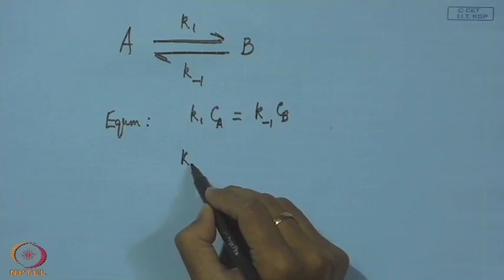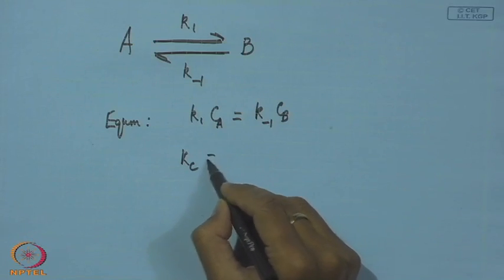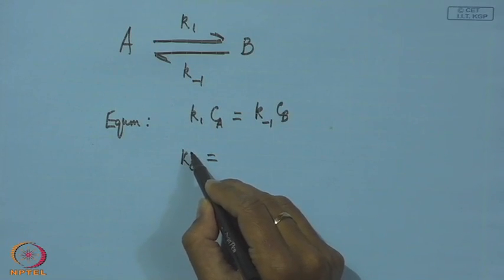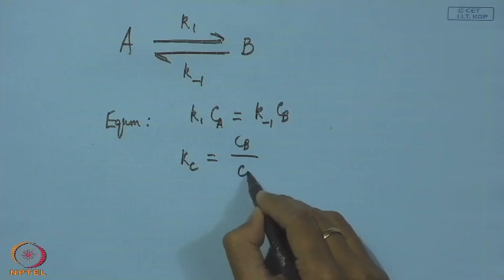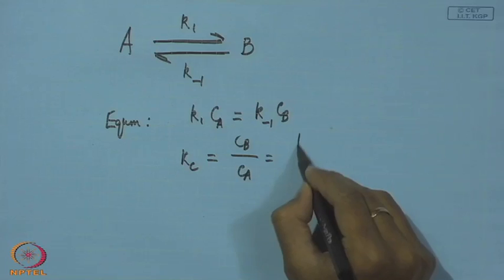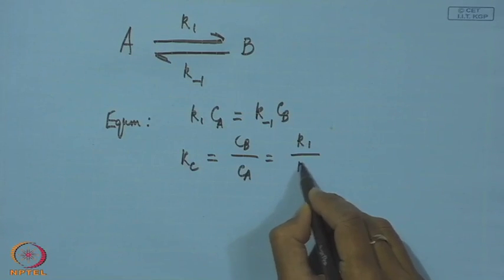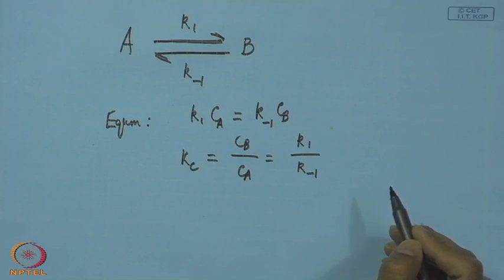So, Kc, that is the concentration equilibrium constant, it is not the rate constant, it is the concentration equilibrium constant, which is nothing but Cb by Ca, which is equal to K1 by K minus 1, K1 by K minus 1. Okay.